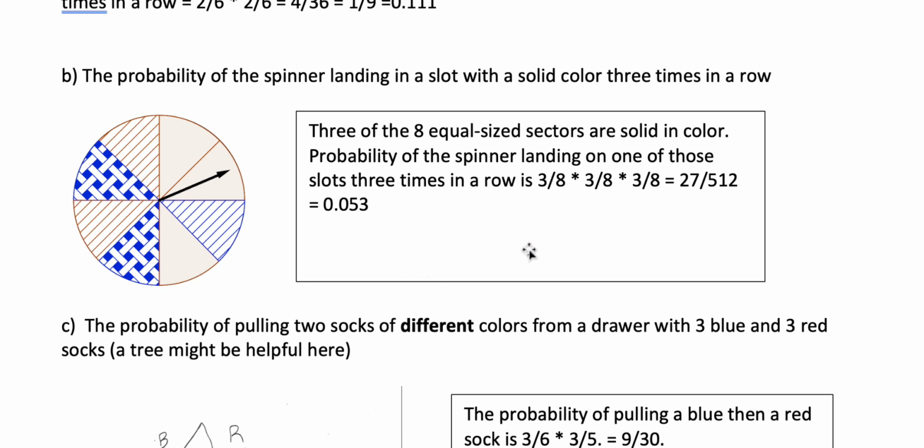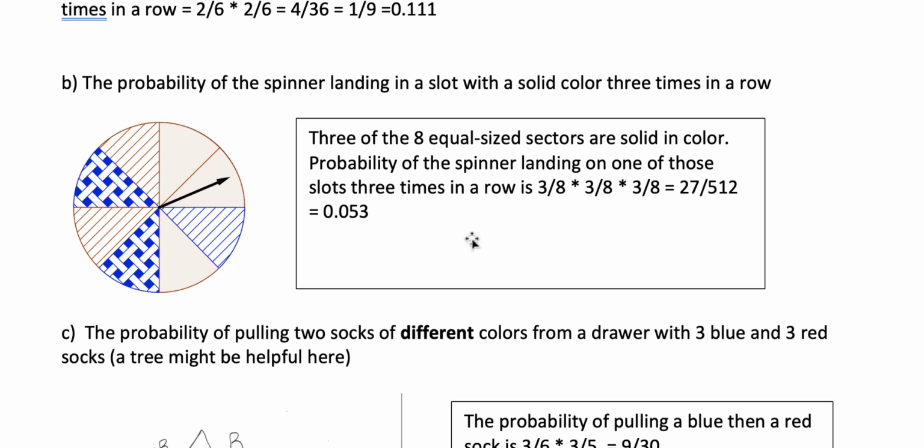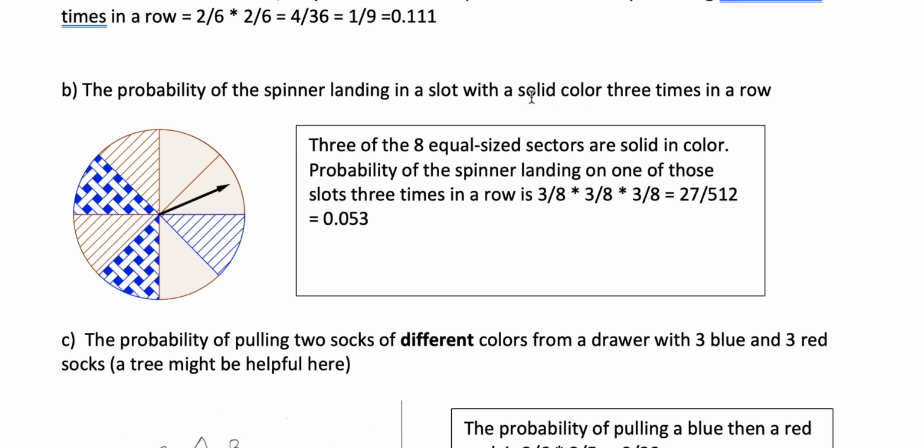So then we're asked, what's the probability that it's going to land in a slot with solid color 3 times in a row? Well, there are 3 of these wedges with solid colors, so the probability of landing in one of them would be 3 out of 8. When we spin it again, the probability is still 3 out of 8. It doesn't change. And then when we do it a third time, it again remains 3 out of 8. So the overall probability is 3/8 times 3/8 times 3/8, which is equal to 27 over 512, or as a decimal, 0.053.